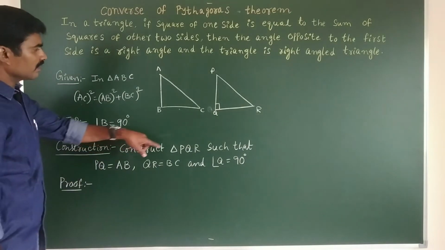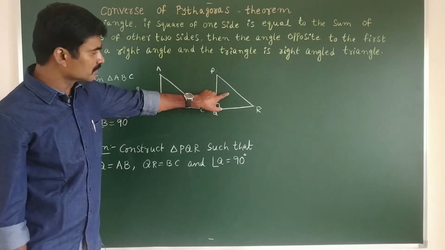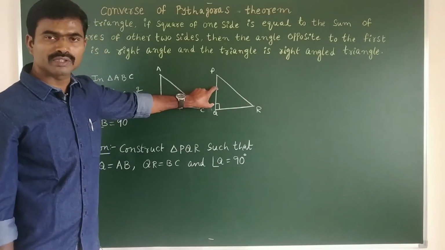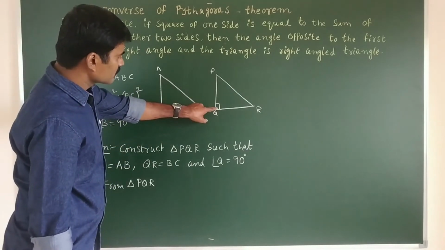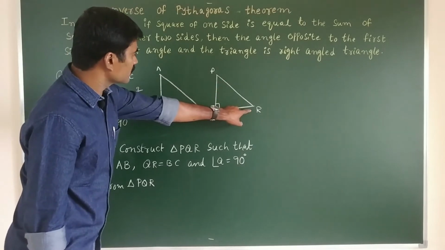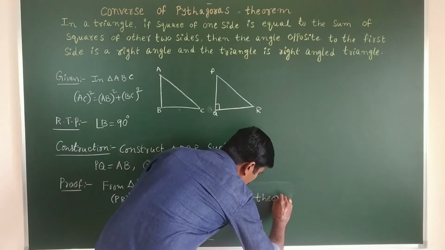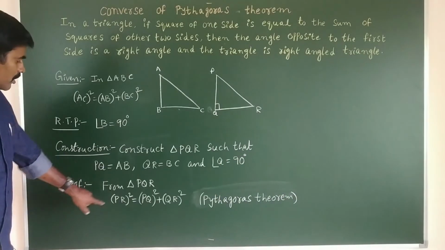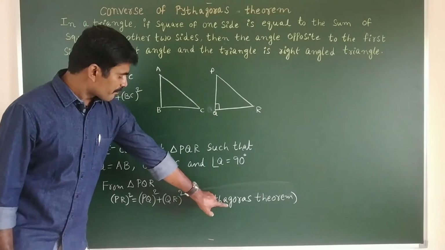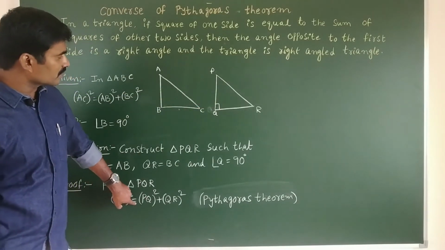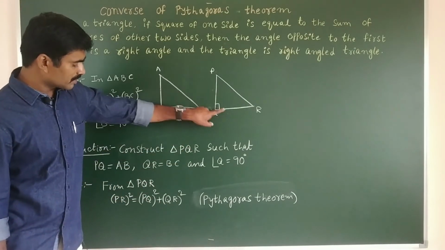Proof. In triangle PQR, angle Q is equal to 90 degrees. Then by Pythagoras theorem, the square of the hypotenuse is equal to the sum of the squares of the other two sides. So, from triangle PQR, angle Q is 90 degrees. That's why PR whole square is equal to PQ square plus QR square.